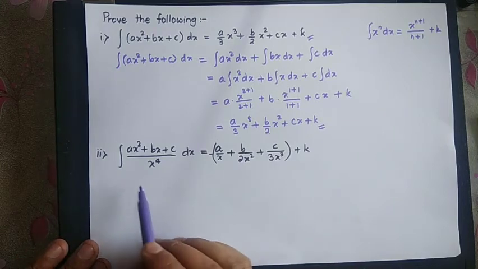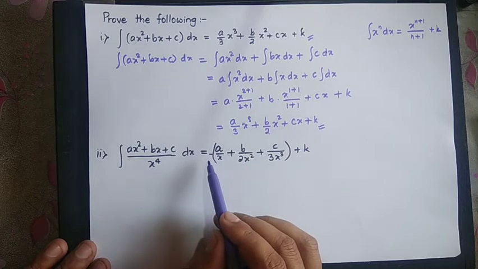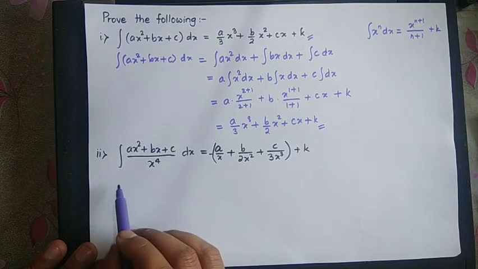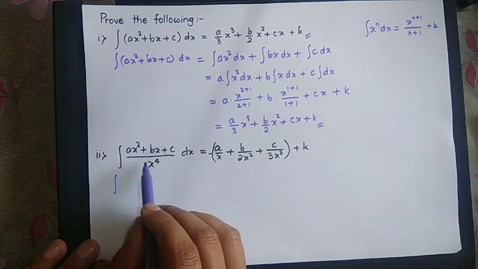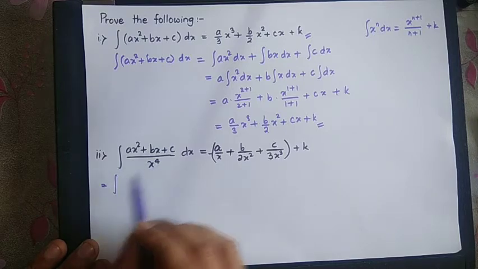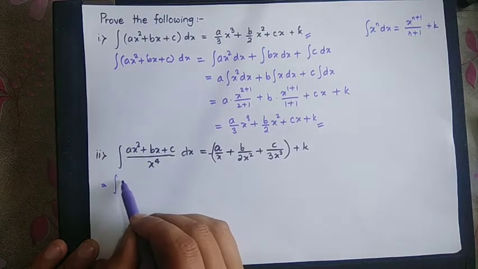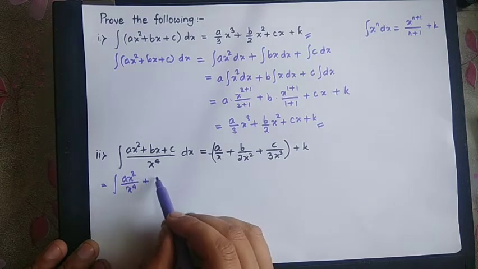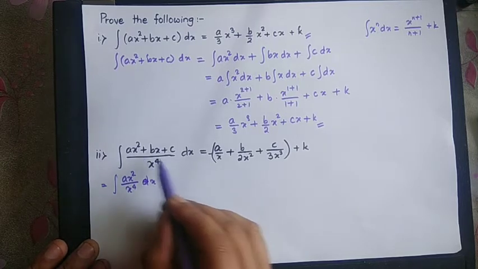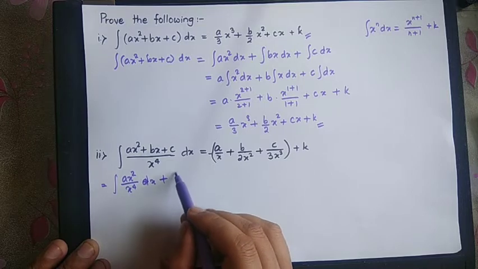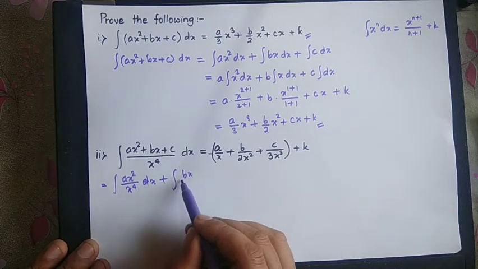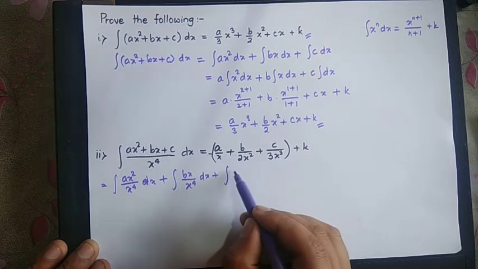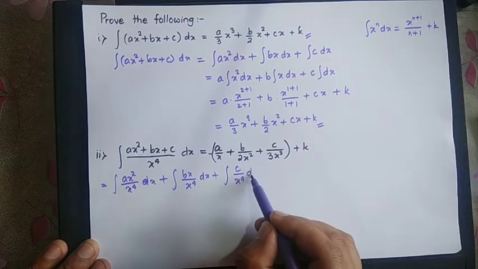Now next is this problem. So here we have got a negative sign if you are not able to see. Now let us verify this integral. What I am going to do here is first divide by x to the power 4 for each term. So we have the integral of a x squared by x to the power 4, plus, as I said, this integral can be distributed, so plus the integral of bx by x to the power 4 dx, plus c by x to the power 4 dx.